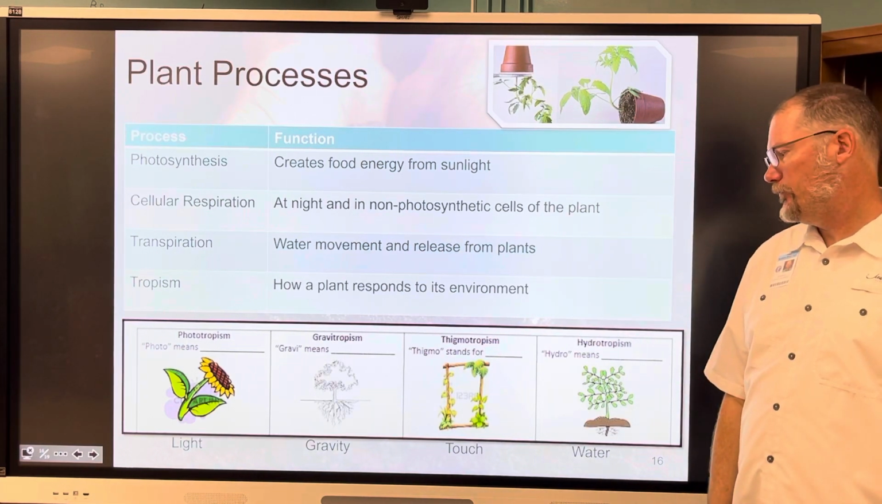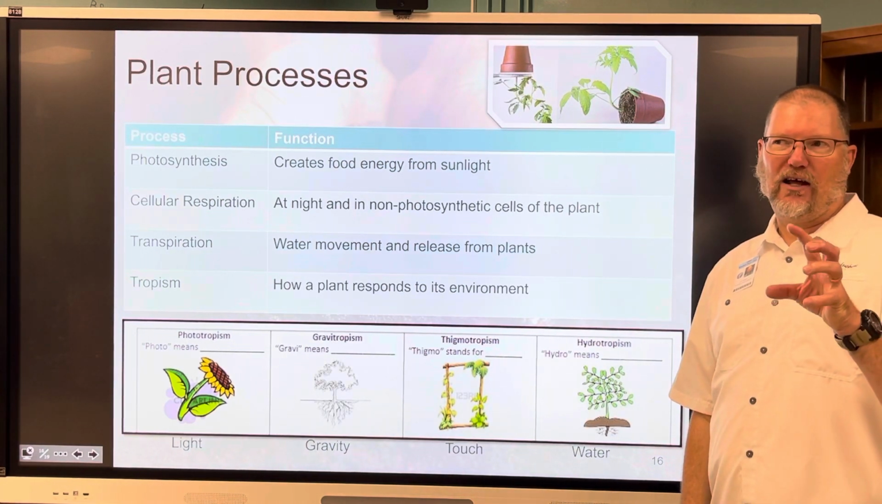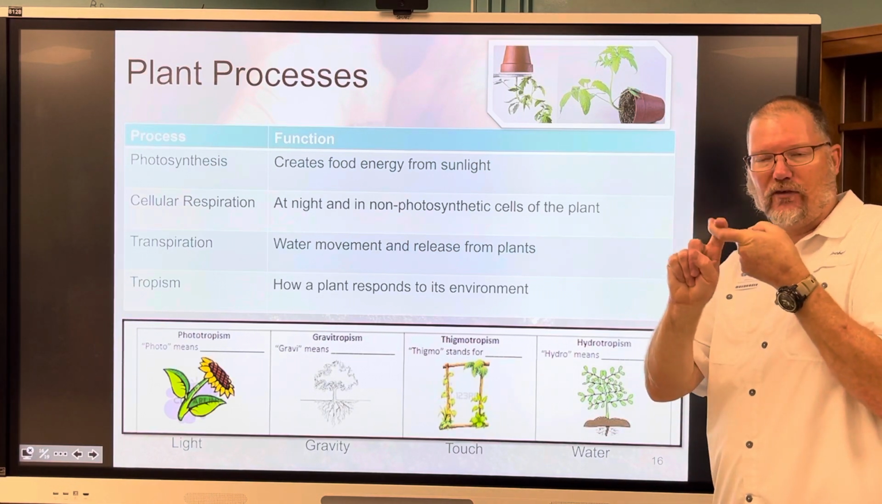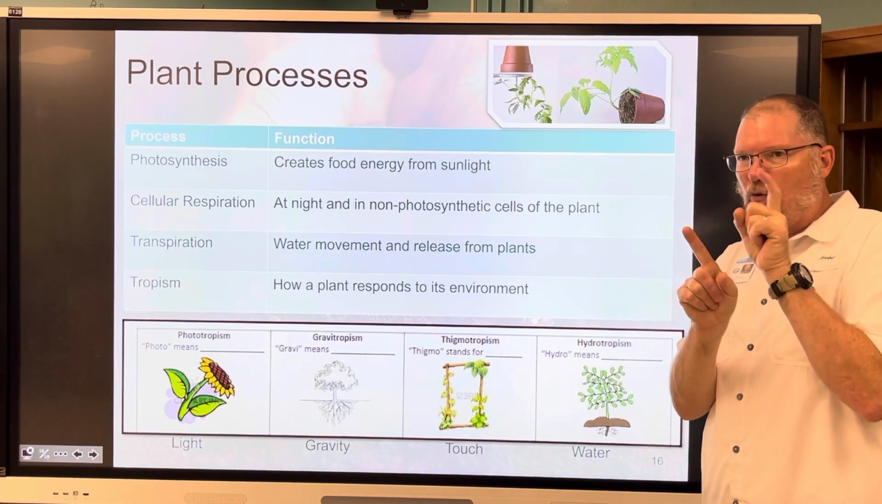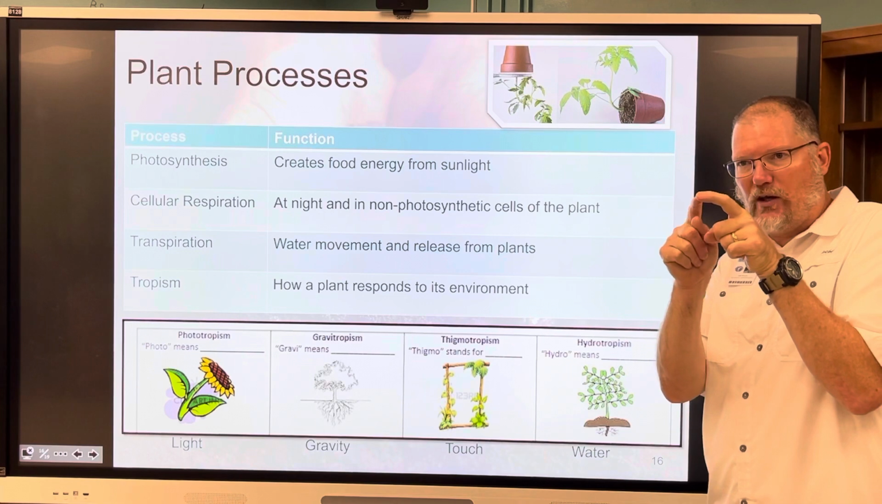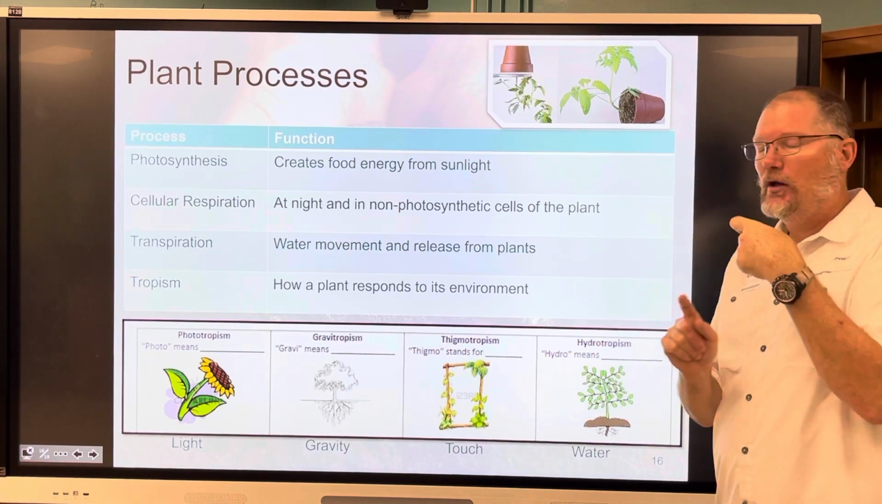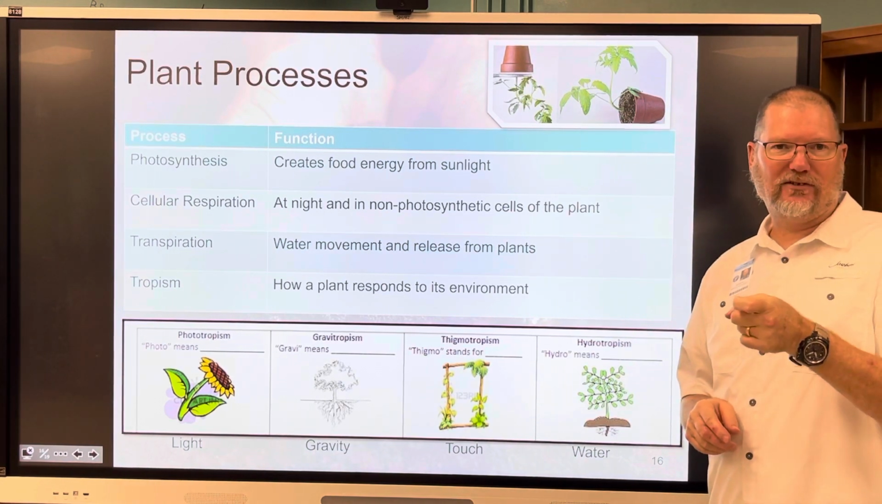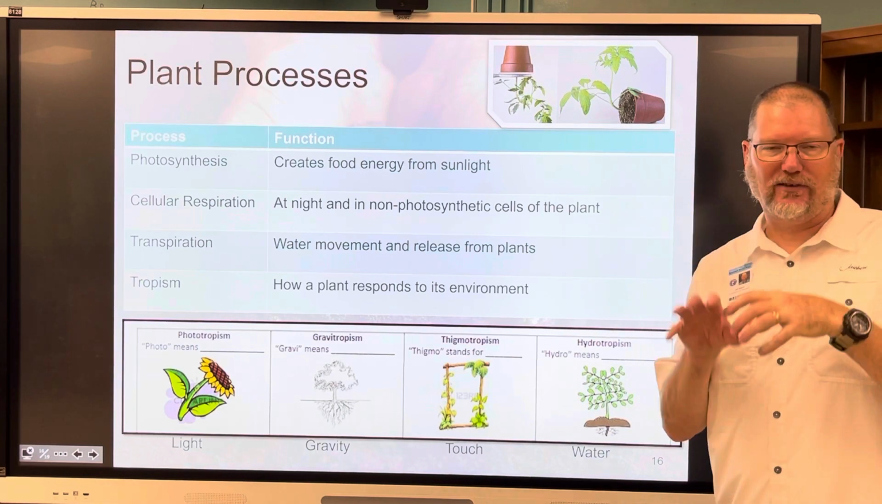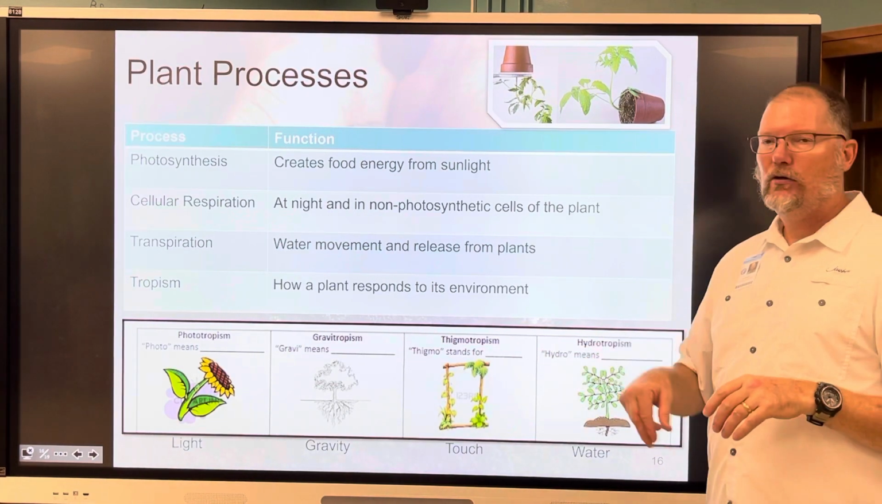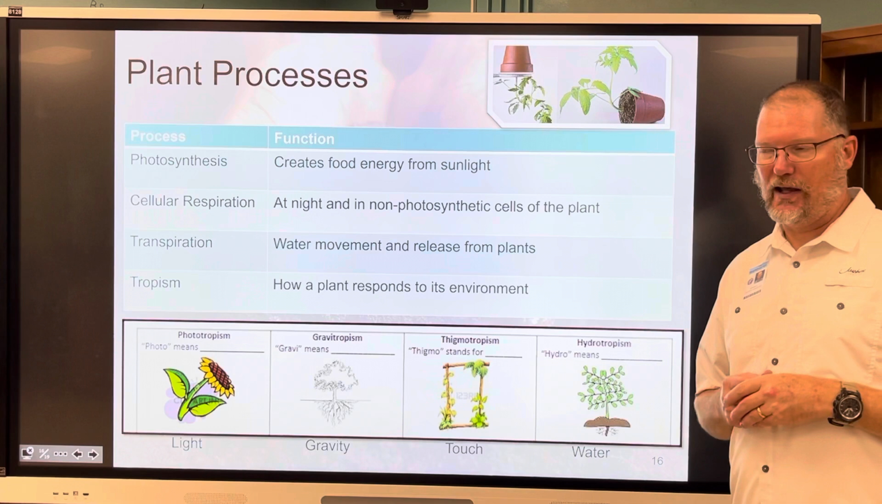Thigmotropism. Plants that have tendrils, little grabbing like vines, okay? They will reach out, and when they touch something, they'll wrap around it. Not really fast, not like in the movies where you have man-eating plants and stuff like that, but still, climbing vines and plants will do that.